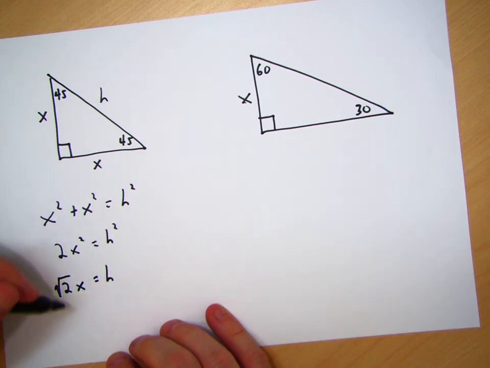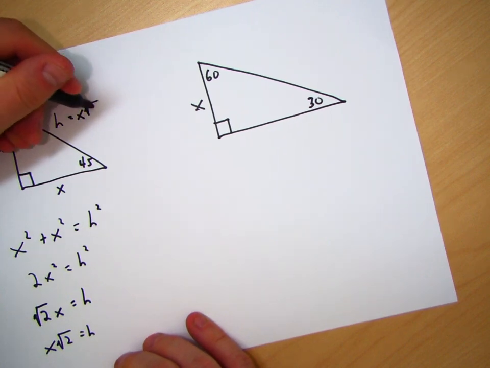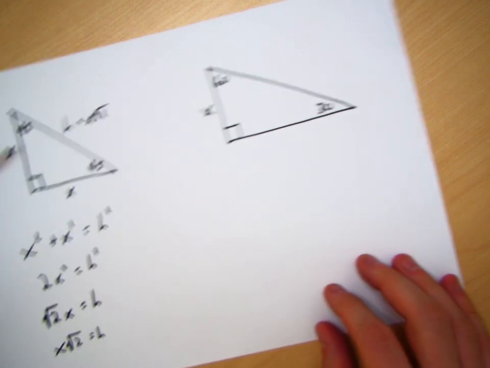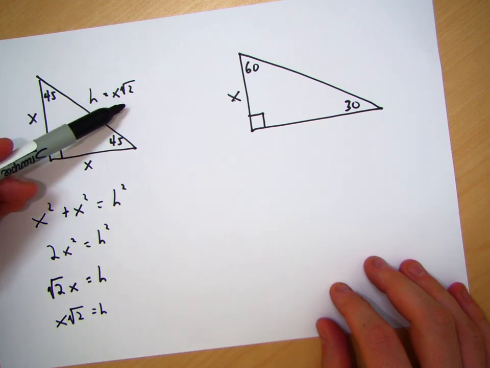I'm going to rewrite this and just call it x root 2, and this will equal h. So in other words, this will be x root 2. What this says to us is that for any 45, 45, 90 degree triangle, these two will be the same length, and this will just be x times root 2.